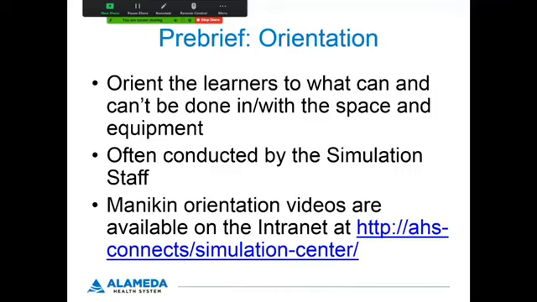We also have orientation videos available on our intranet site. You can go to the divisions page, go down to Simulation Center, and you will find videos that you can assign to your learners before they even come in, if you are using a particular technology, to help get them up to speed so that when you get in the room, they're even better prepared. So these are the different elements that make up a pre-brief: the logistics of the course, the basic assumption, the fiction contract, and then the orientation to the space.